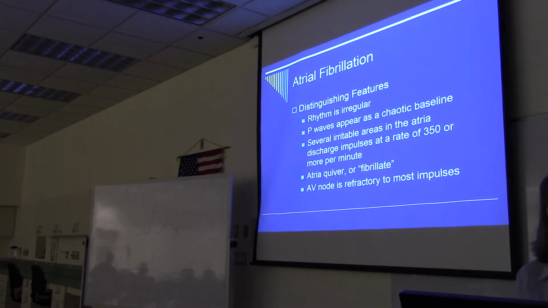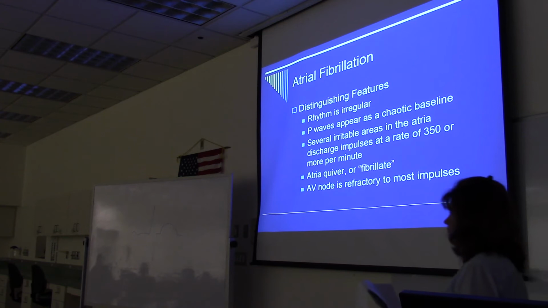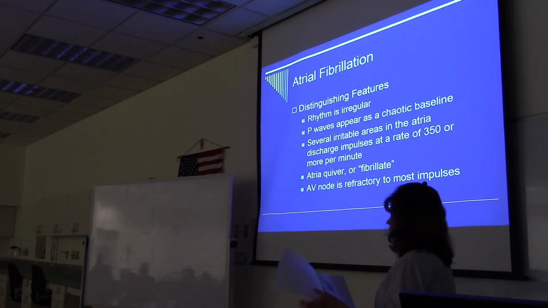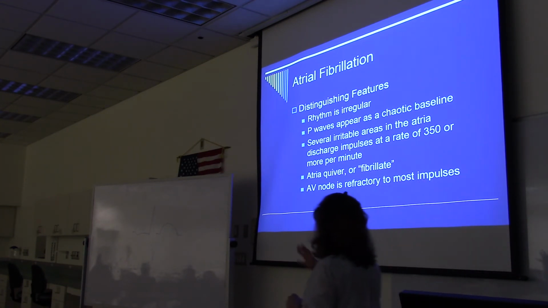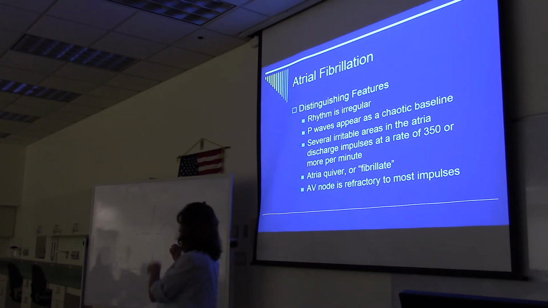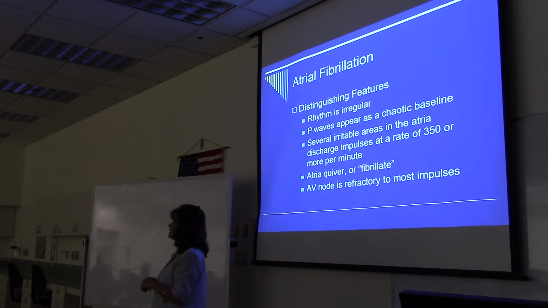The AV node is refractory to most impulses. What does that mean? Right, it's not responding to most of those impulses. So is the atrium allowed to fill, or does the blood get to go to the ventricle? Yes, so there's a little bit of atrial contraction that pushes the blood into the ventricle. Without that nice contraction, there is less blood that gets into the ventricle.